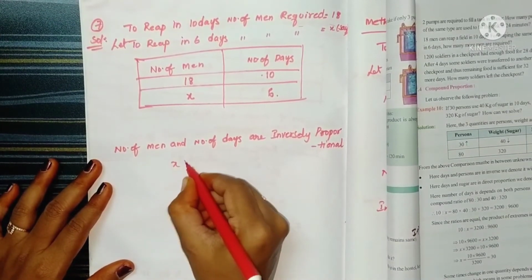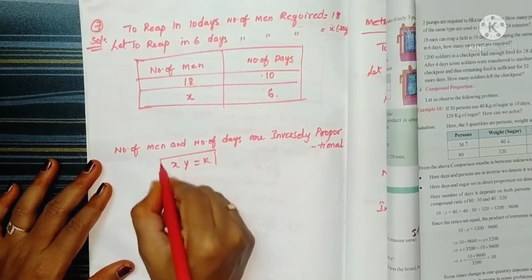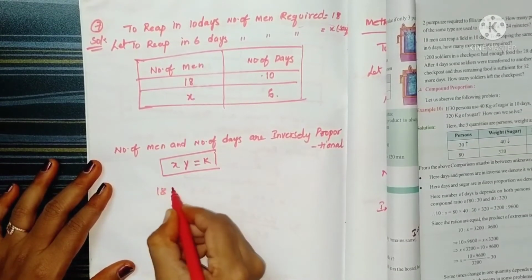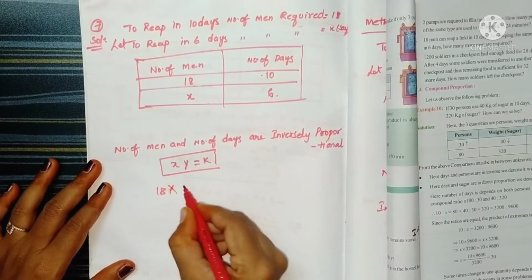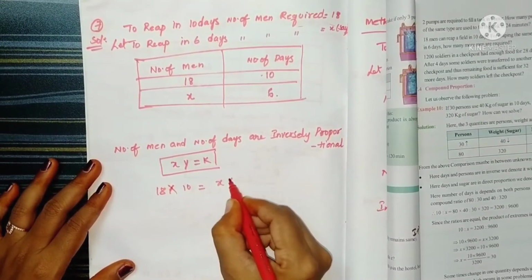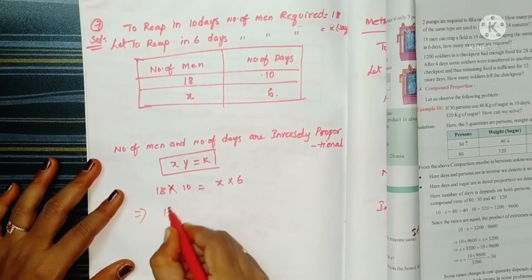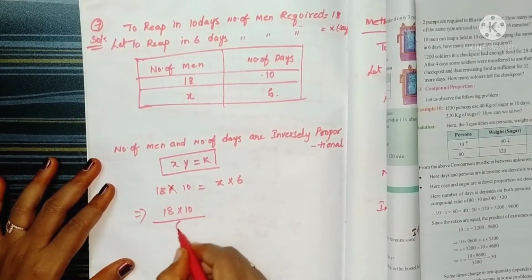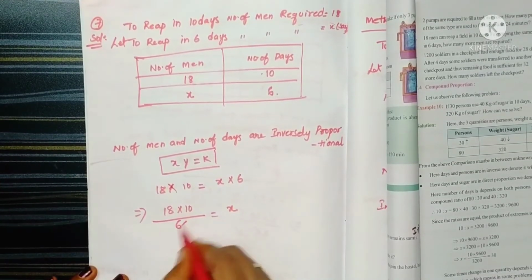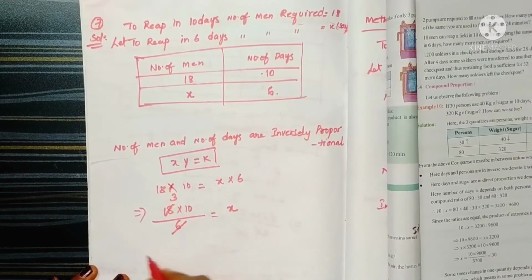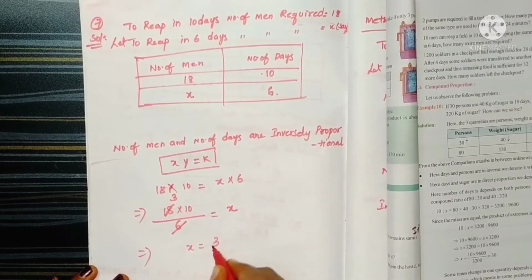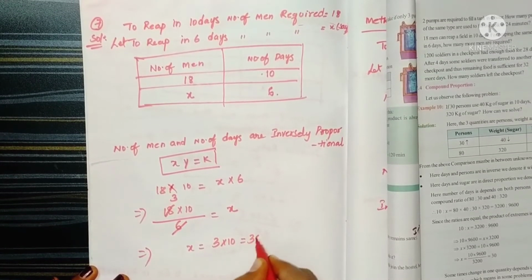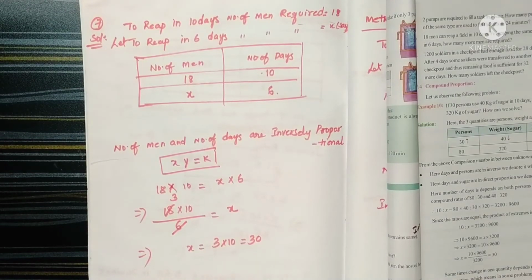సో ఇన్వర్స్లీ ప్రపోర్షనల్ మీన్స్ xy is equals to k. So 18 into 10 is equals to x into 6. So 18 into 10, after transposing this x, it comes under division, is equals to x. 6 ones, 6 threes. So that implies x is equals to 3 into 10, that is 30. So 6 days lo ane aipovali ante how many members you require? 30. Okay.